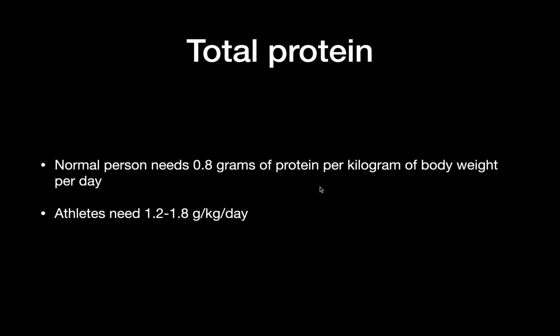Okay, so how much protein should people have? The normal person only needs about 0.8 grams of protein per kilogram, because a lot of our proteins and amino acids are recycled. And of course, athletes need more.